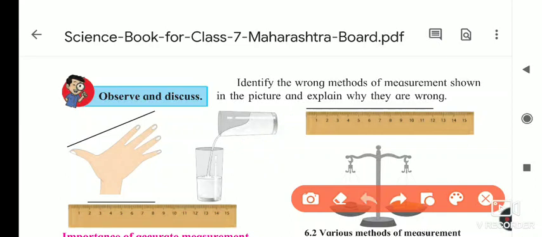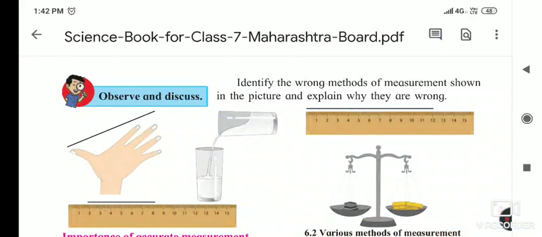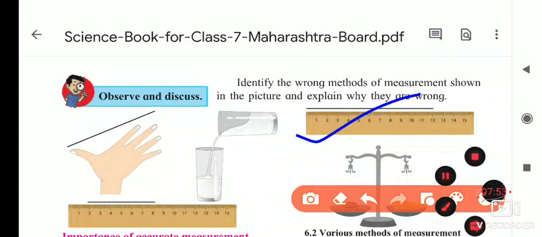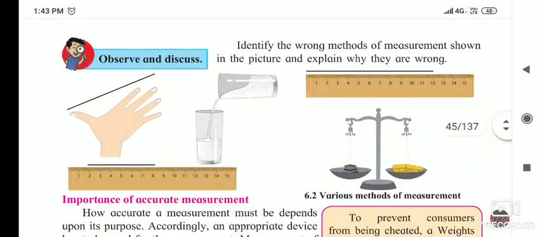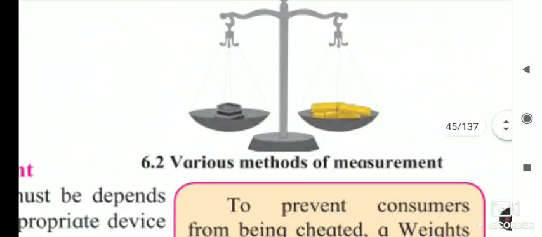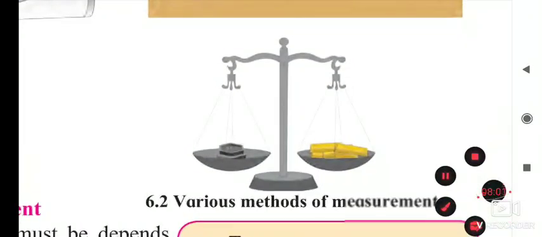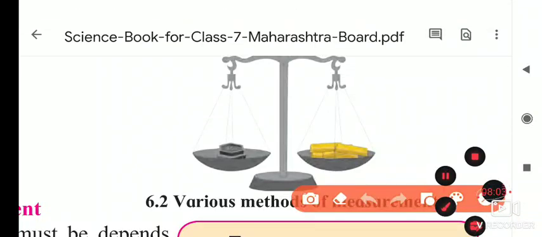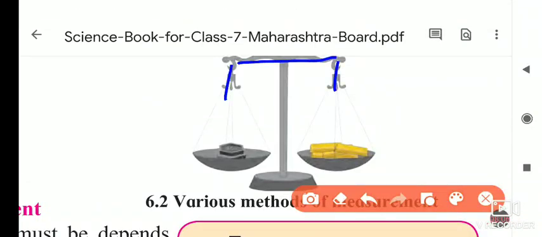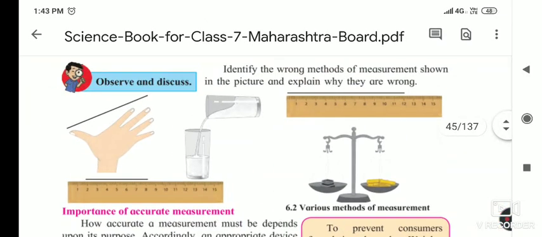If the glass size is the same, then the same volume of water or any liquid can be filled inside it. But if the glass size is different, then it is the wrong method. Again here a scale is given, so that is the correct method of measuring the distance. And in this method they are also using the pan balance for measuring things, and that is also the correct method of measurement.